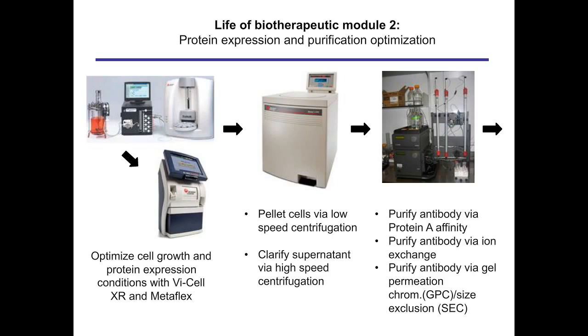So cells are typically pelleted via low-speed centrifugation and then clarified, or the supernatants clarified with high-speed centrifugation. And then often in the early stages, antibodies, for example, are purified rapidly via protein A affinity chromatography, and then maybe subsequently cleaned up via ion exchange chromatography and then maybe finally purified via gel permeation, also known as size exclusion chromatography.